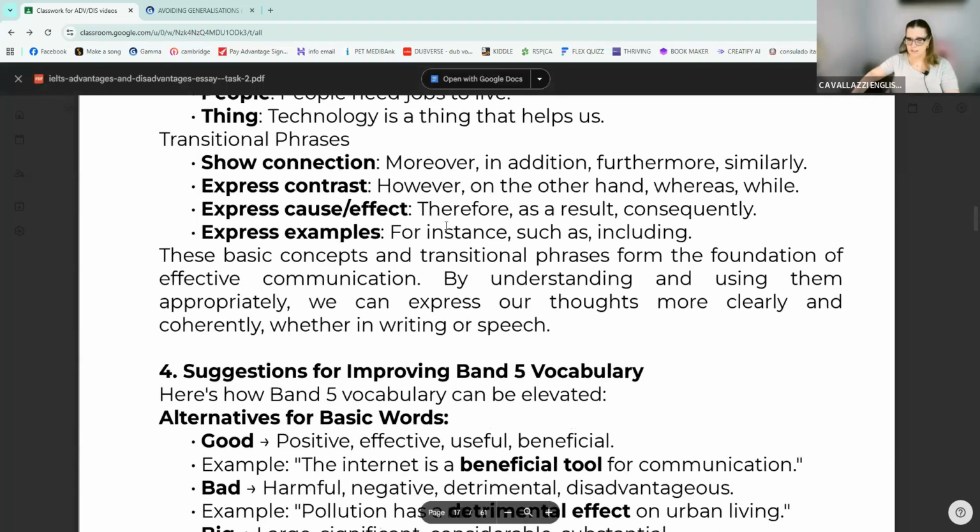Here it also has the linking words, the transition words. Moreover, in addition, furthermore, similarly. So, show connection, express contrast. However, on the other hand, whereas, while. These I haven't covered yet, but we will get our time to talk about all the contrasts, which are also in the book.